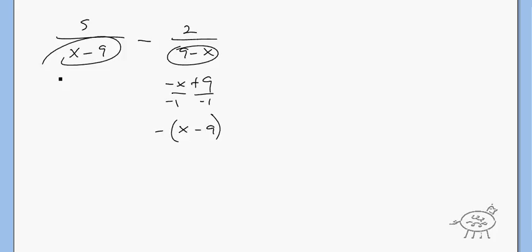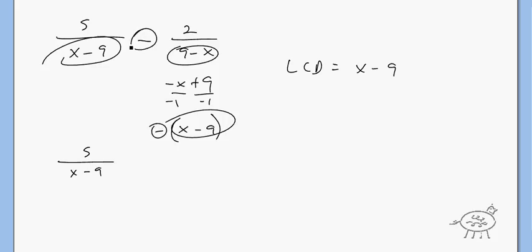Now notice, math fans, I really have the same thing here, except for the negative. So my LCD is x minus 9. All right? And so you don't really have to worry about that. And this is the deal. That negative, just move it up to the top. So I can rewrite this problem now as 5 over x minus 9, and instead of a minus 2 over 9 minus x, I'm going to say plus 2 over x minus 9. So that negative basically made that a negative of a negative, which is positive.